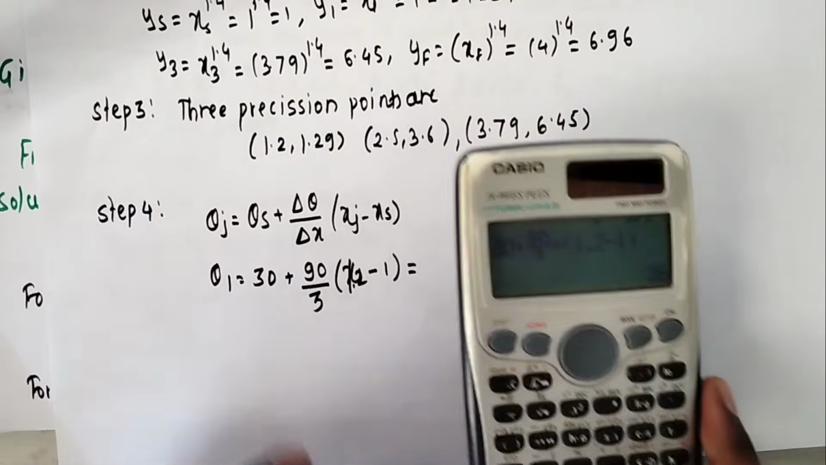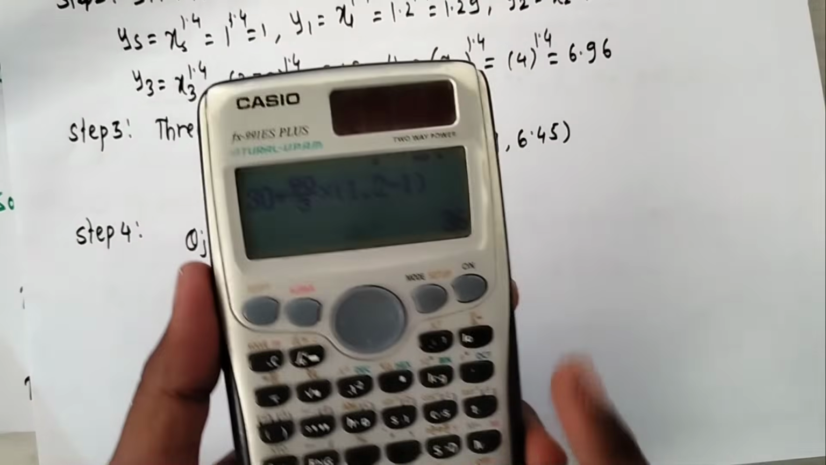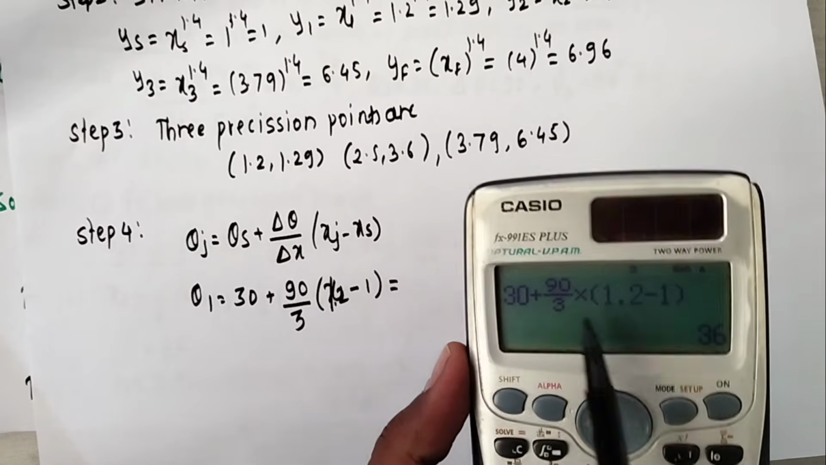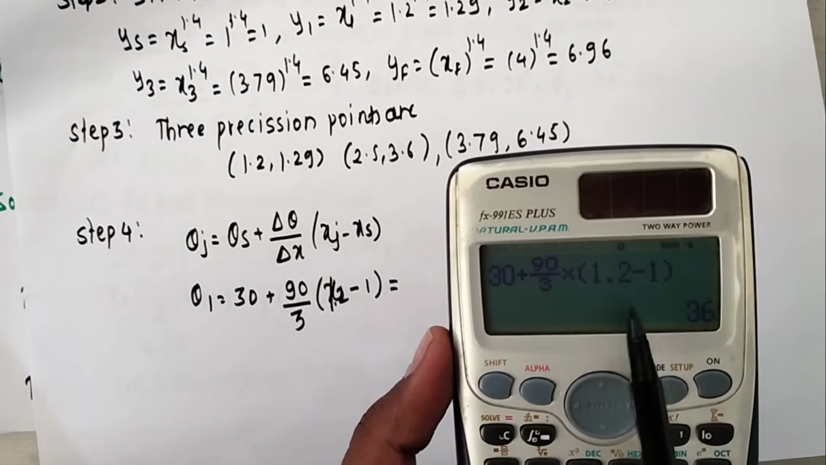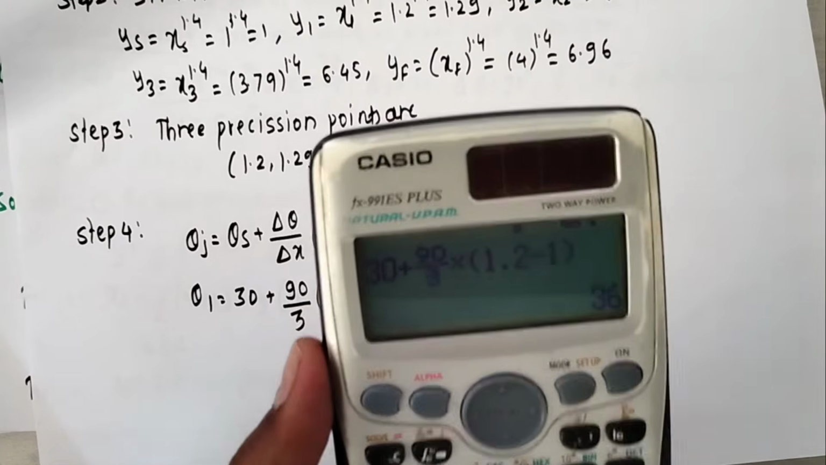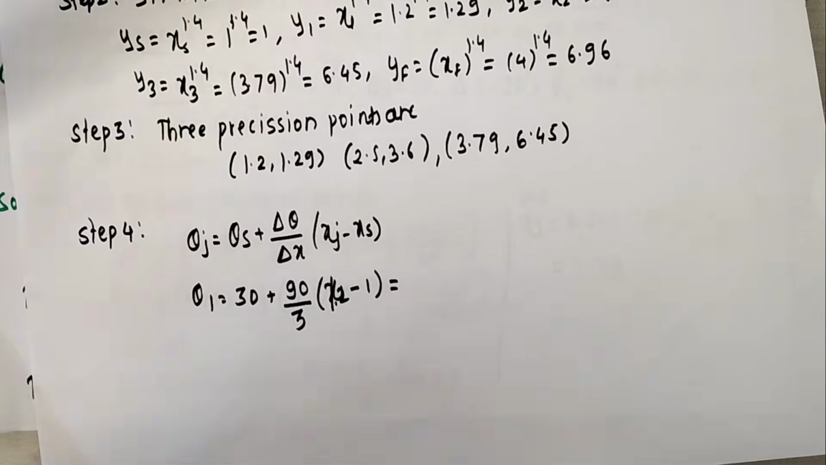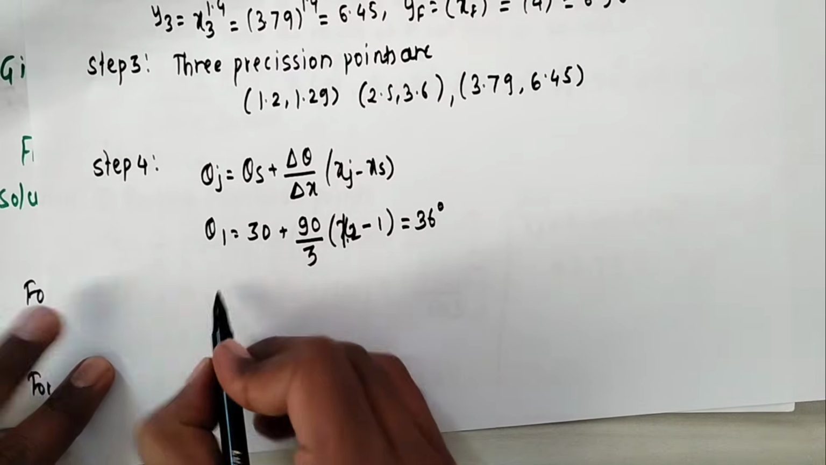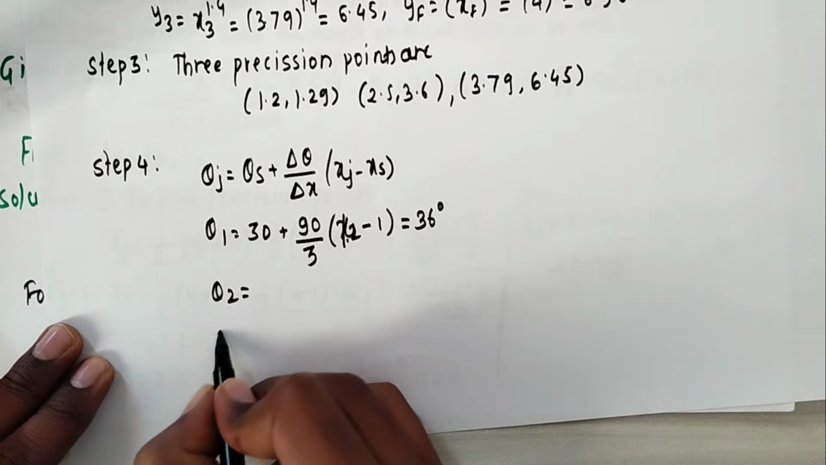So you can see, I just put it in the calculator to get answers. It is 30 degrees theta s as per this formula: 90 by 3 into 1.2 minus 1 will get 36 degrees. Okay, so theta 1 is 36 degrees. Similarly, I am not writing it now here. Similarly, we can find theta 2 and theta 3.